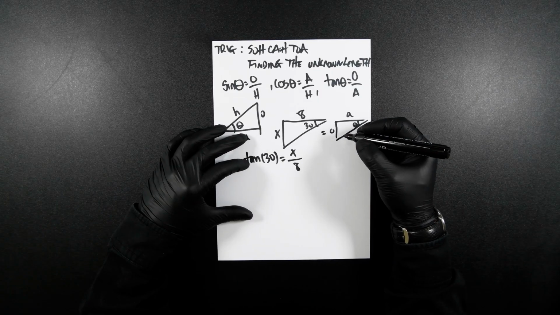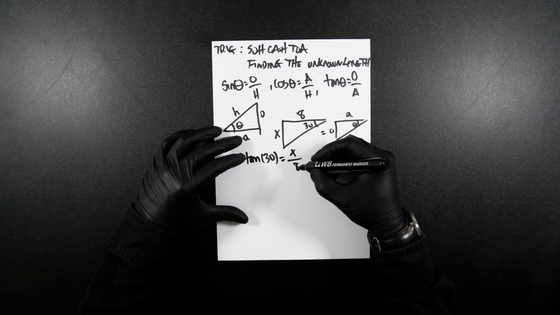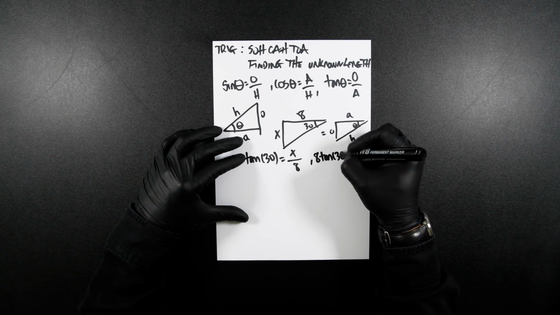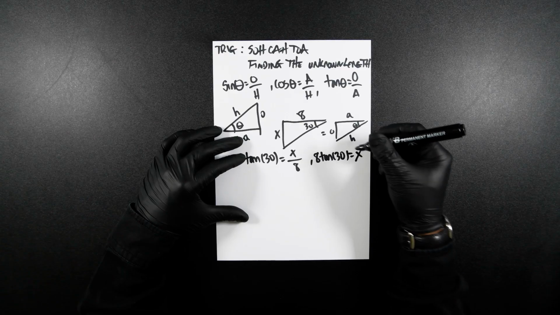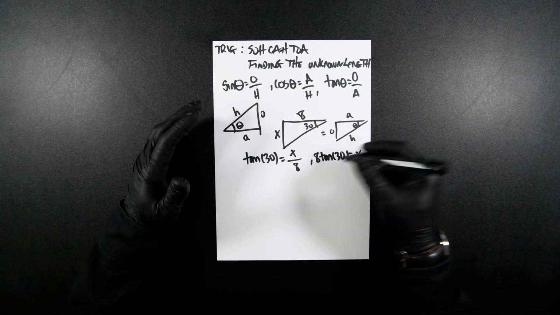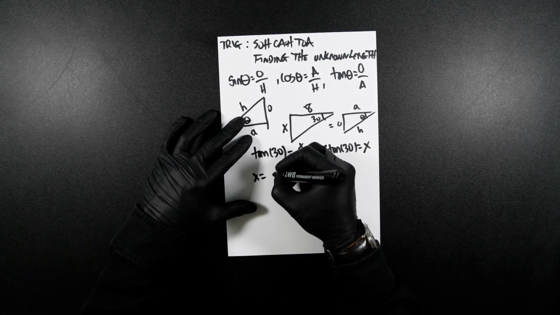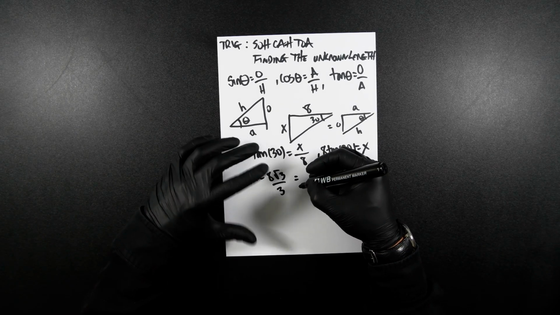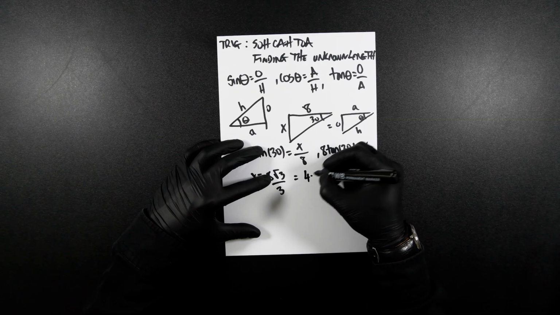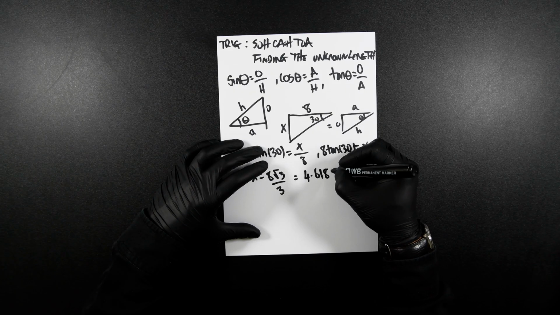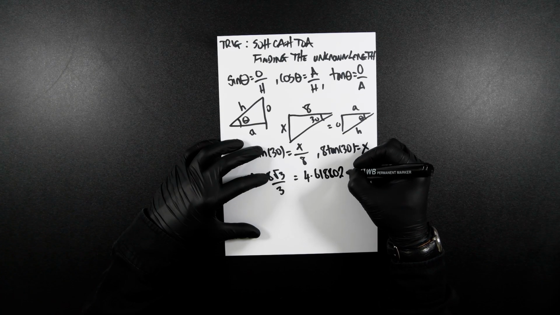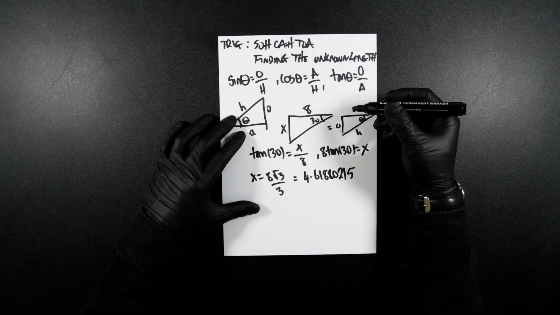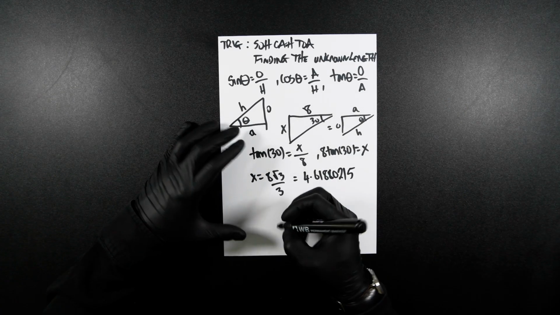Now we do some simple algebra. Multiply everything by 8. You're going to get 8 tan 30 equals x. I think that's going to be x equals 8 root 3 over 3. And then that as a decimal is just going to be 4.618800215. So there we go. We found out what the length of this is. Pretty simple. So let's do it again.